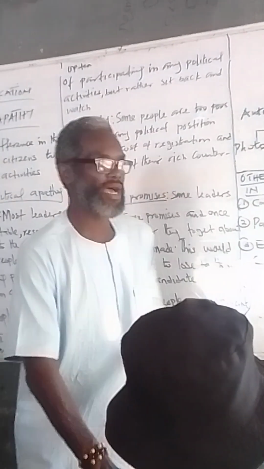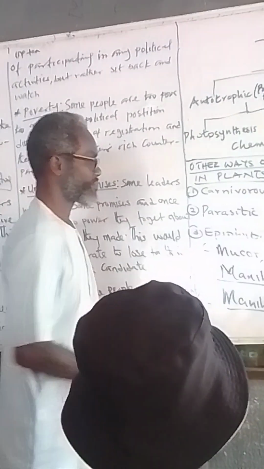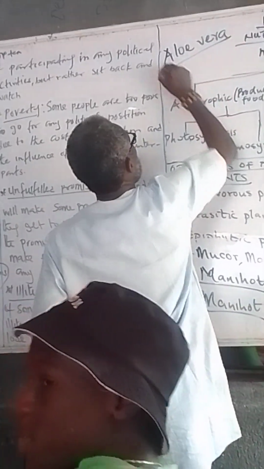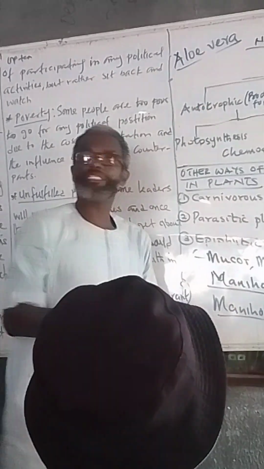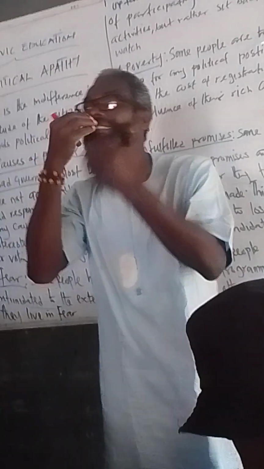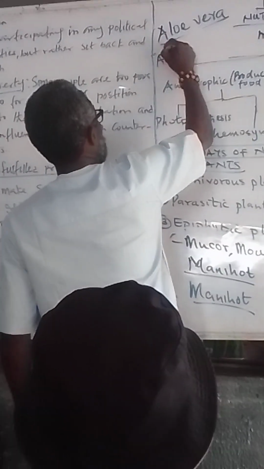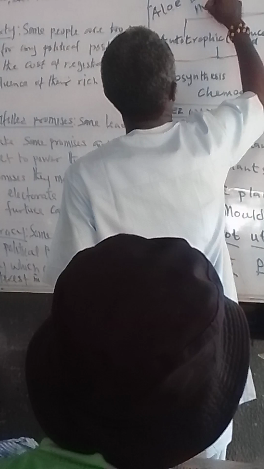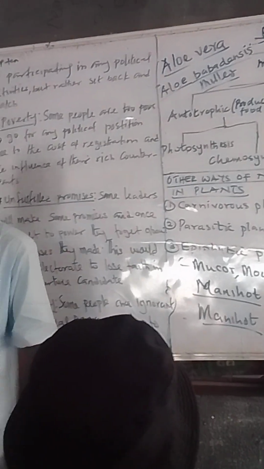Likewise, aloe vera. Aloe vera is a medicinal plant. There are over 200 species of aloe vera. The one that is edible, that you can slice and eat raw, is called aloe barbadensis miller. That's the one you can slice.